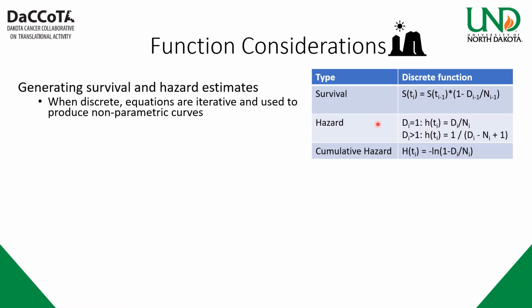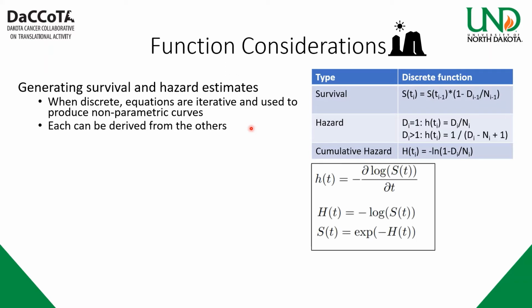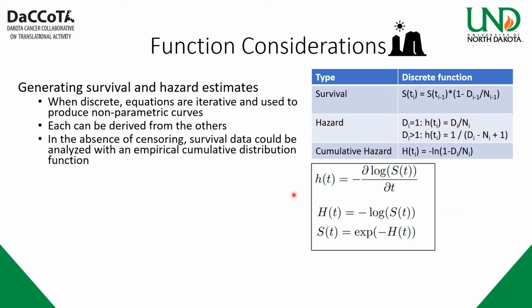The hazard function is similar, though it is split out by whether or not there's been a death: 0, 1, or greater than 1. Then the cumulative hazard deals with the risk at death at the time frame, and it's negative log transformed. More generally, each can be derived from the other, so they're all related. So here's the hazard function, the cumulative hazard function, and the survival function. If you know one, you can derive the rest. Now, in the absence of censoring, survival data could be analyzed with just an empirical cumulative distribution function, that is, to get the distribution of survival.